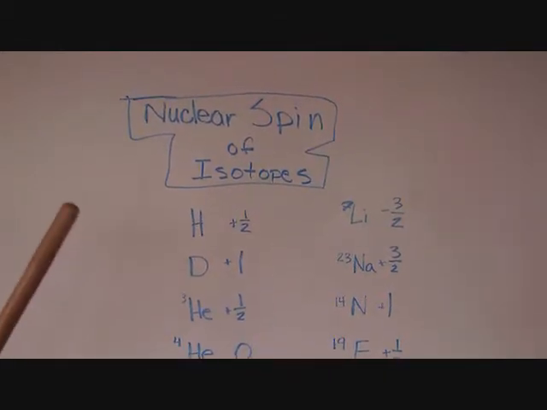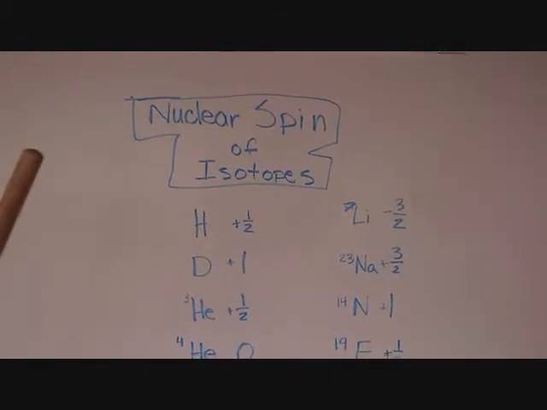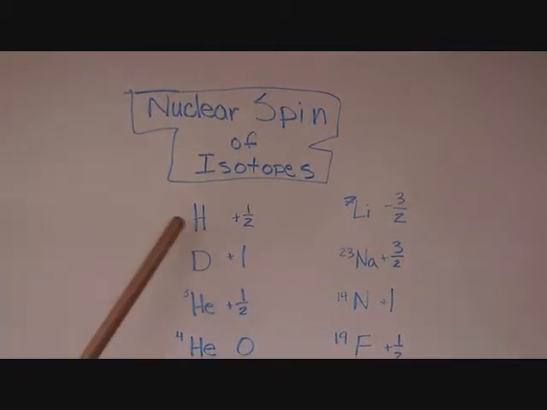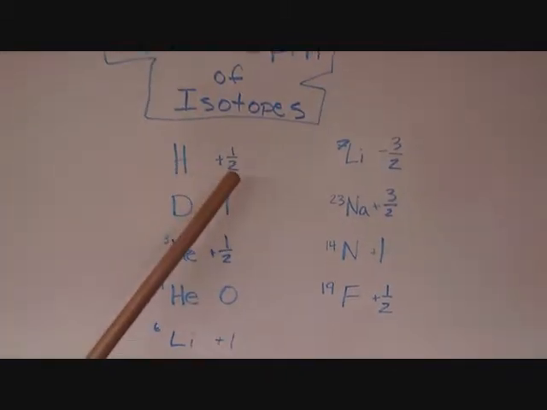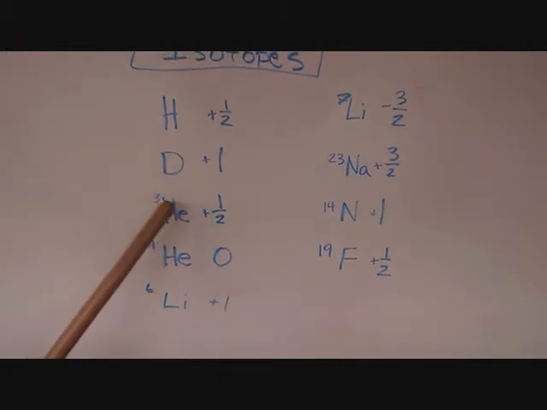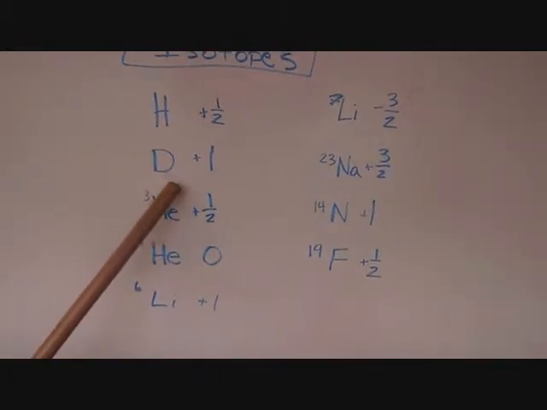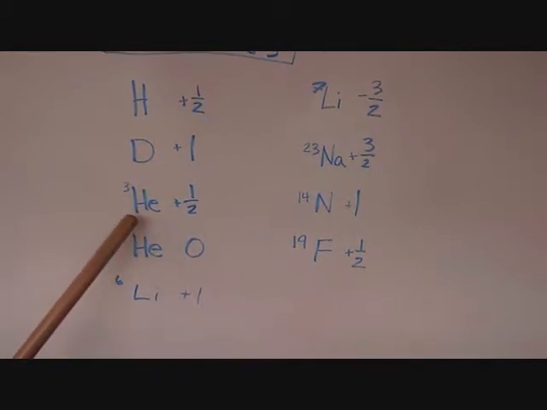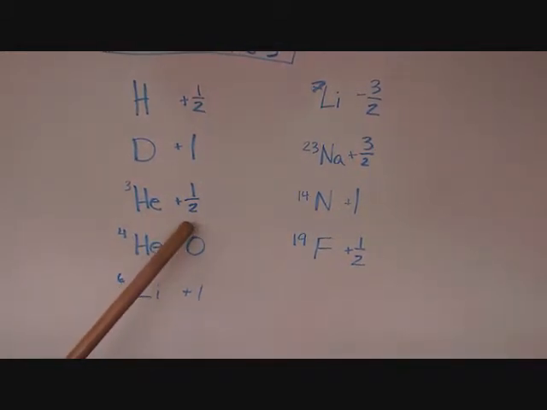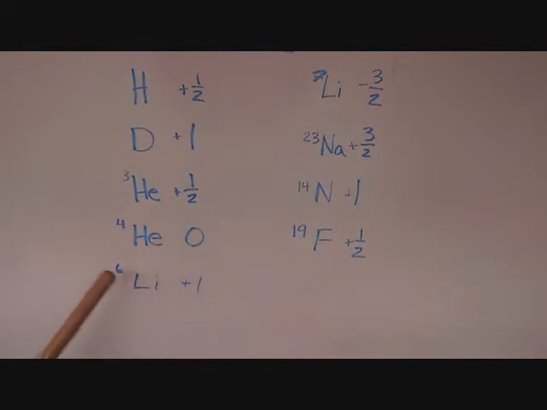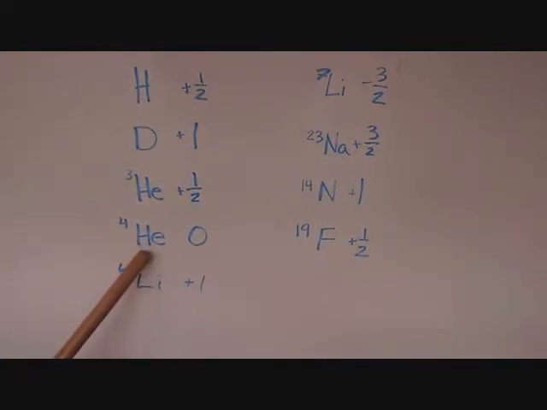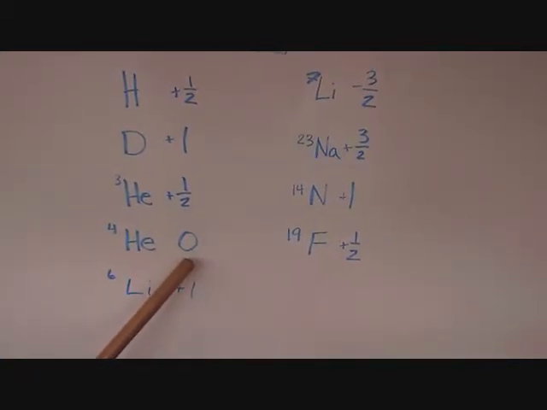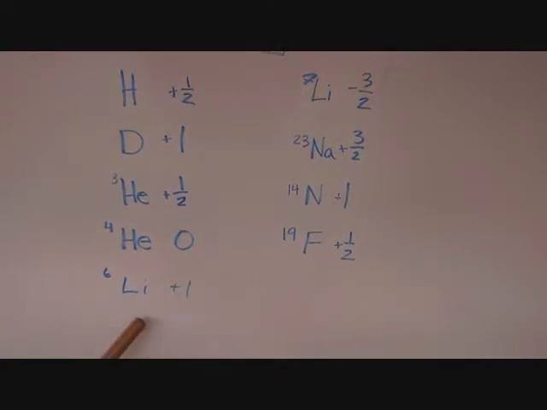Finally, we were asked to look at the nuclear spin states of several different isotopes. First, we have hydrogen. It's 1/2. Second, we have deuterium. It is +1. Thirdly, we have 3 helium. It's +1/2. Then we have 4 helium. Its nuclear spin is 0.